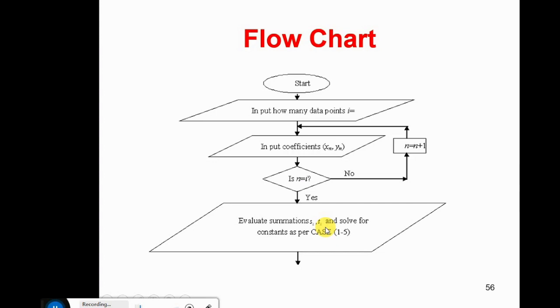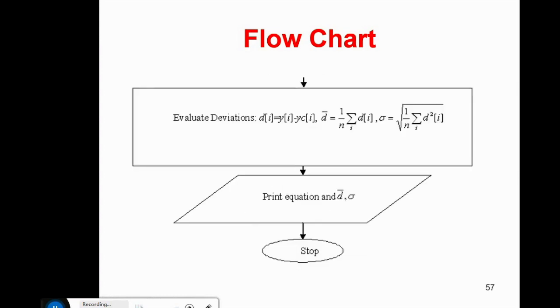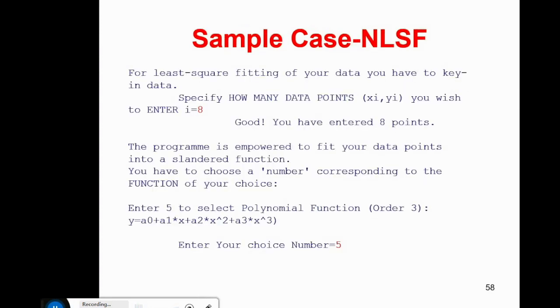And the moment your s's and t's are worked out, you can use the basic equations to write simultaneous equations and solve them together by Cramer's rule. Then you can evaluate the value of deviation, then average deviation and standard deviation. So you can print out the equation which is generated out of your program, and you can print out the deviation of all points, average deviation and standard deviation. So this is how things roll.